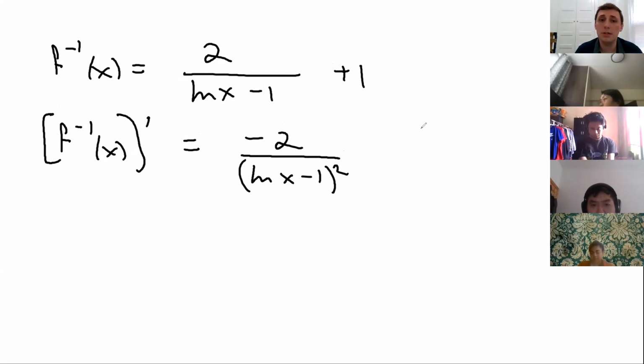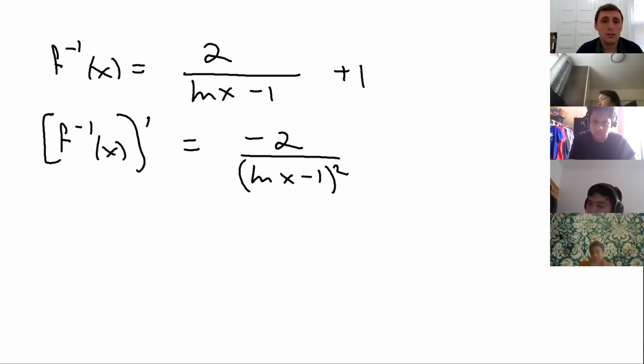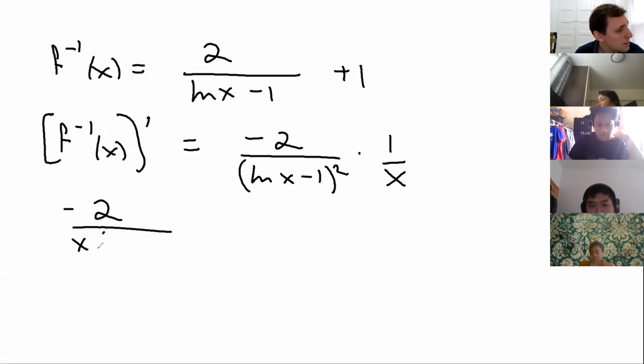Could anybody tell me what's the derivative of ln x? The derivative of ln x is 1 over x. So this entire thing times 1 over x. We're done. Yeah, so the answer is simply minus 2 over x times ln x minus 1 squared.